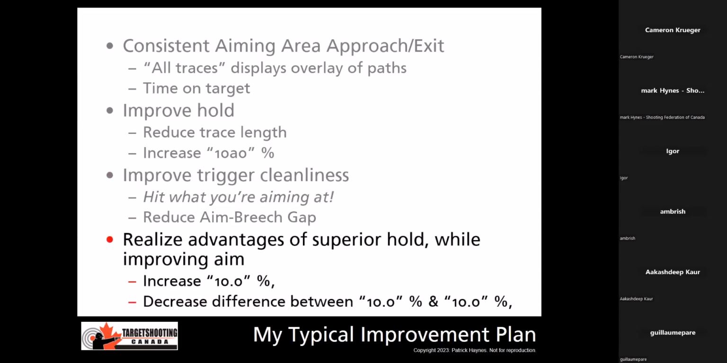And realize the advantages of a superior hold while improving aim. As you reduce that 10 AO, increase your 10.0 as well, so you've got that convergence with your hold and your aim. You want to reduce that delta between 10.0 and 10 AO.